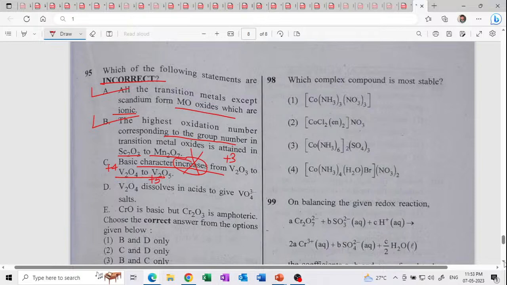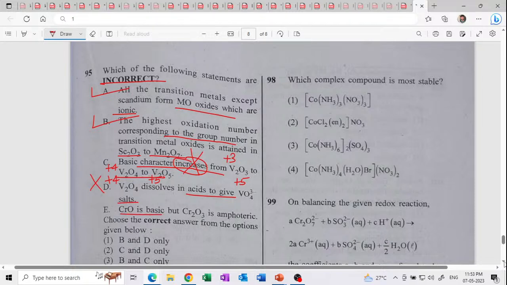V2O5 dissolves in acids to give the vanadium salt. How much is it? That's V2O5, this is +5. Acid to give the salt. Yes, this is also incorrect. This is incorrect.